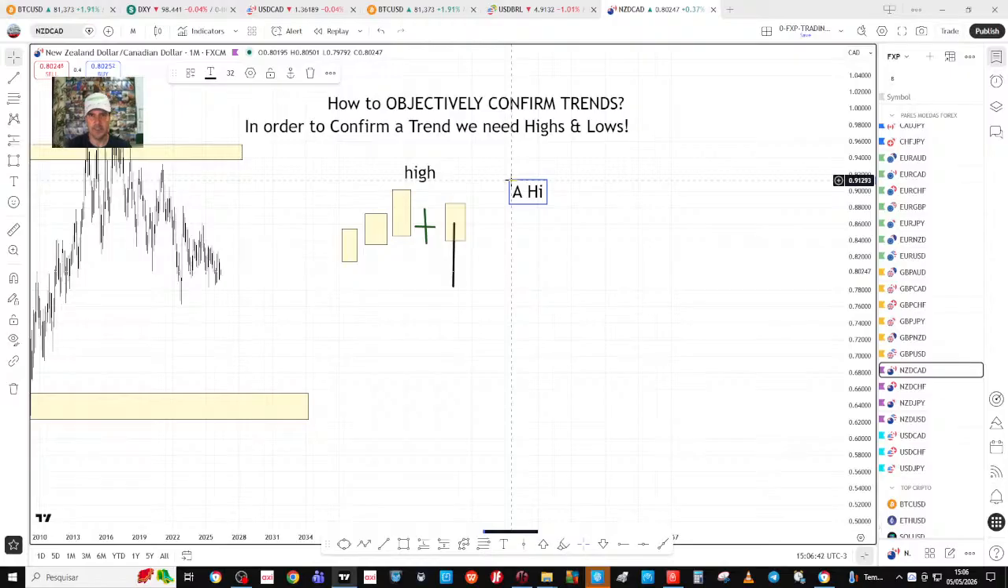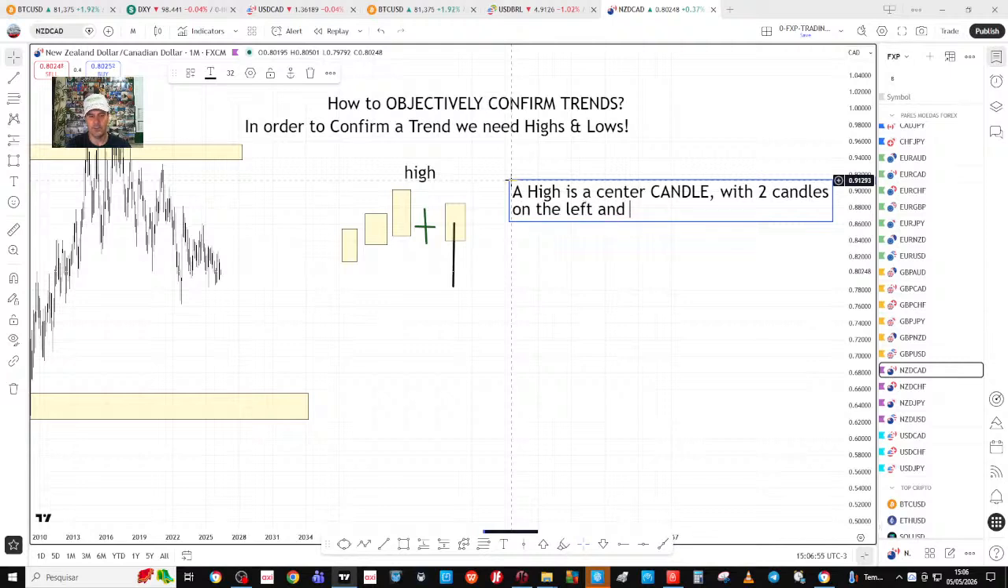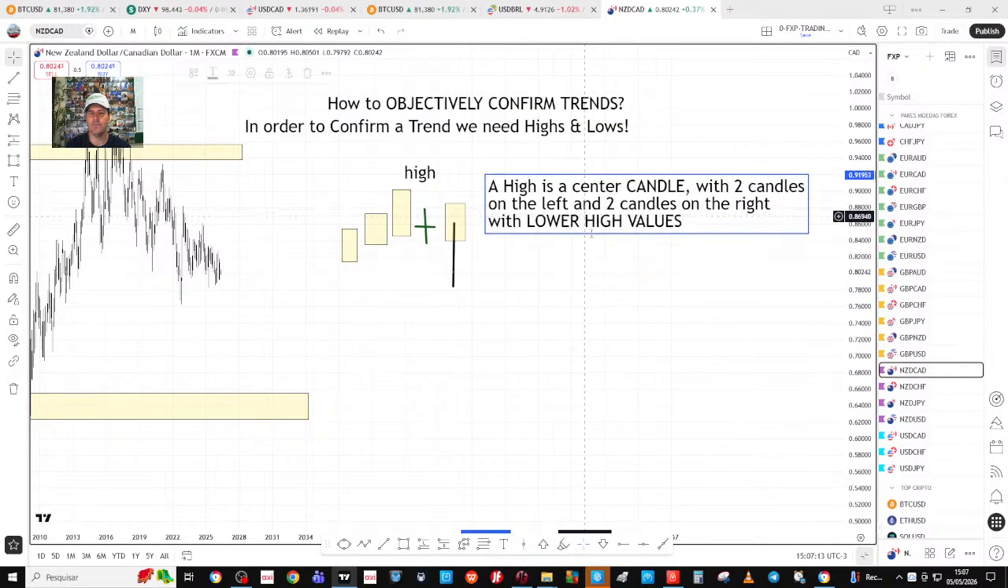A high is a center candle with two candles on the left and two candles on the right with lower high values. All right, everybody, this is the definition of a high.